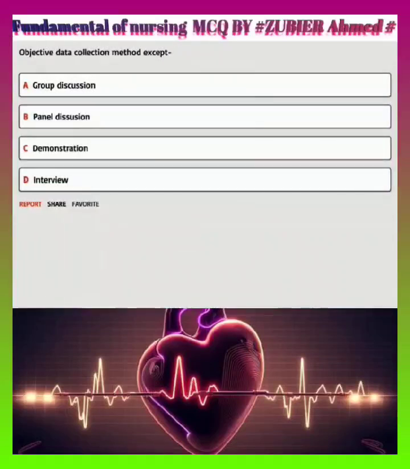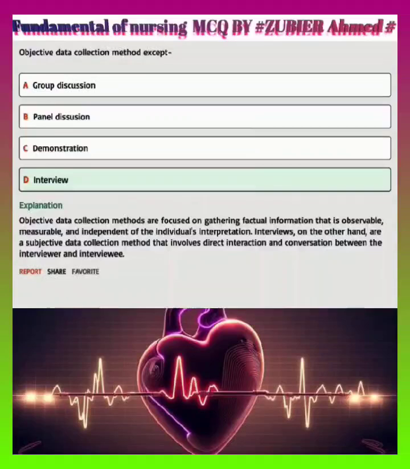Objective data collection method except: A. Group discussion. B. Panel discussion. C. Demonstration. D. Interview. Correct answer: Objective data collection methods are focused on gathering factual information that is observable, measurable, and independent of the individual's interpretation. Interviews, on the other hand, are a subjective data collection method that involves direct interaction and conversation between the interviewer and interviewee.